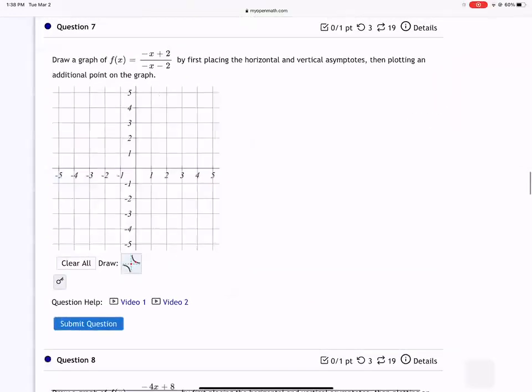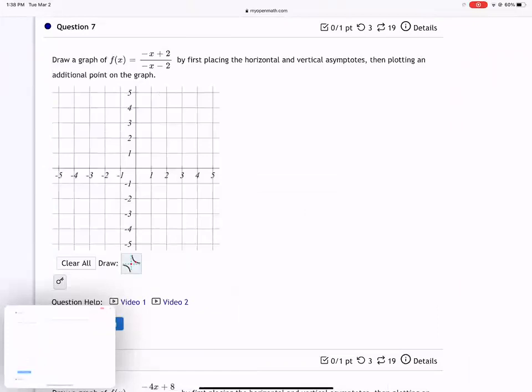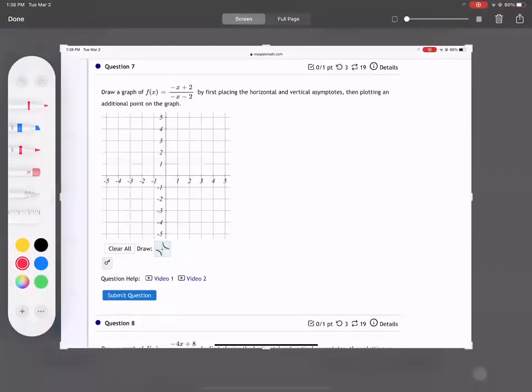Looking here, same idea. What's my vertical asymptote? What's my horizontal asymptote? And then graph a point. So the vertical asymptote is, looking here, positive 2 because negative 2 plus 2. Nope, it would be negative 2. Negative x minus 2 is equal to 0. Plus 2 plus 2. Negative x equals 2. x equals negative 2. That's my vertical asymptote.